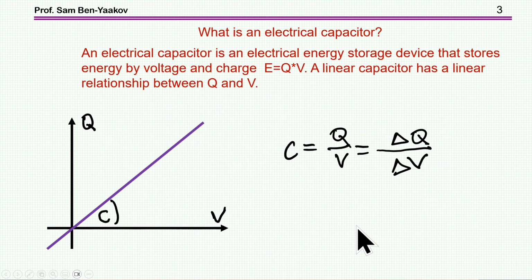So let me start off very simple with the definition of a capacitor. A capacitor is a device that stores energy. Energy is stored in the form of charge and voltage, and the energy is the product of these two. A linear capacitor has a linear relationship between Q and V. This ratio is defined as the capacitance.